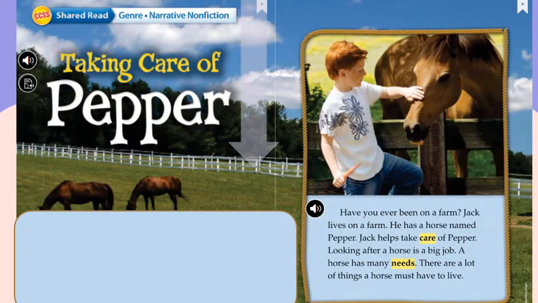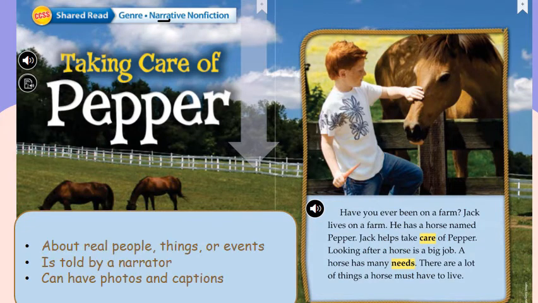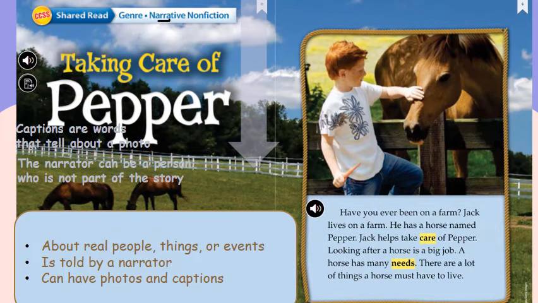The title of our new reading lesson is Taking Care of Pepper. But first, the genre of this story is narrative nonfiction. What do I mean by narrative nonfiction? It is about real people, things, or events, okay? It is told by a narrator. What do I mean by a narrator? A narrator is a person who is not part of the story, okay?